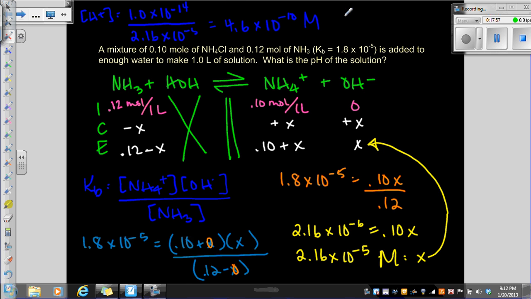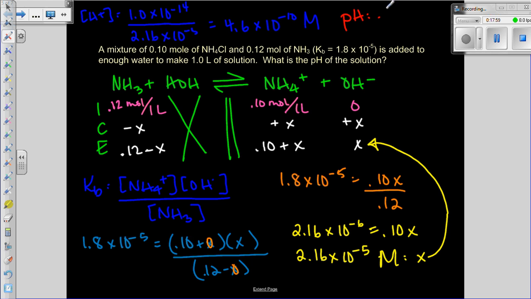If I do pH equals the negative log of 4.6 times 10 to the negative 10th. This is bad. I tell you guys not to write all over your paper, and look at what I'm doing here. I will get a pH of, okay, 2 sig figs, because I have 2 here and 2 here, so I do 2 numbers after the decimal, a pH of 9.33.